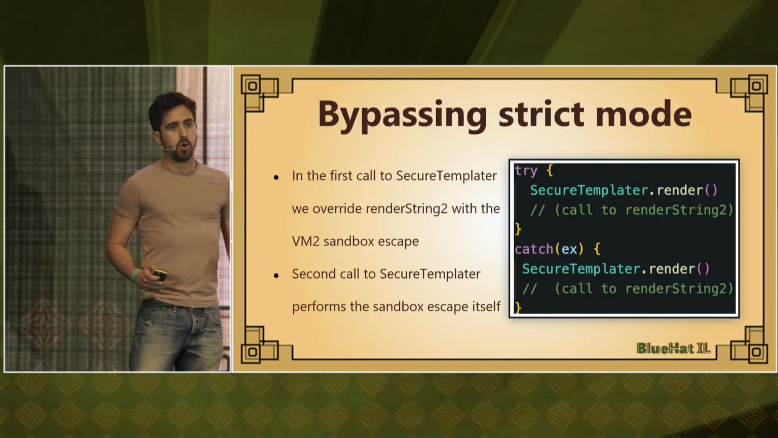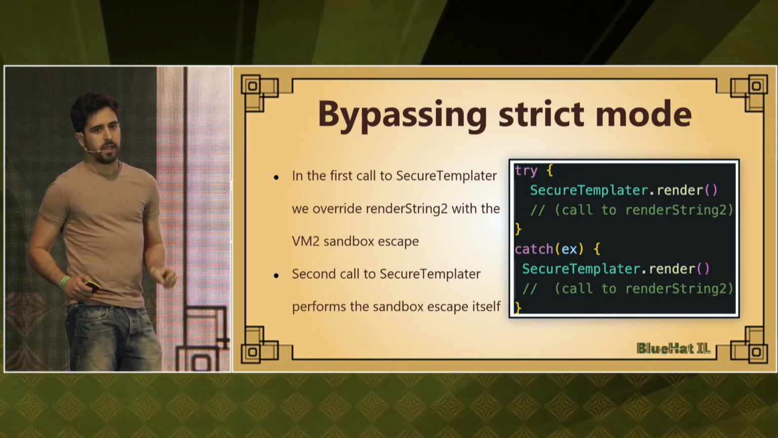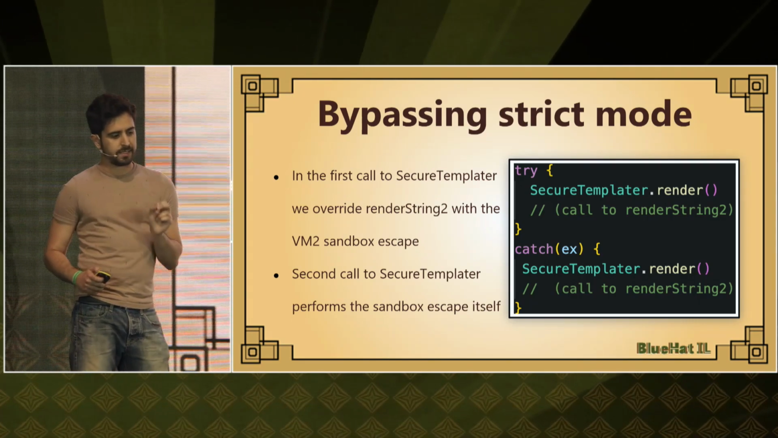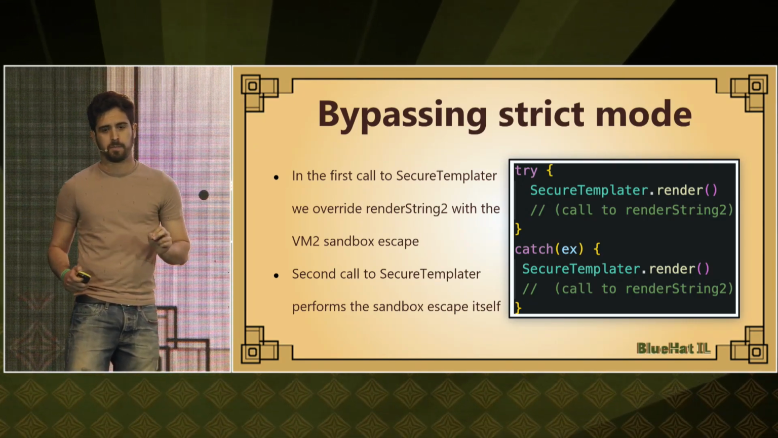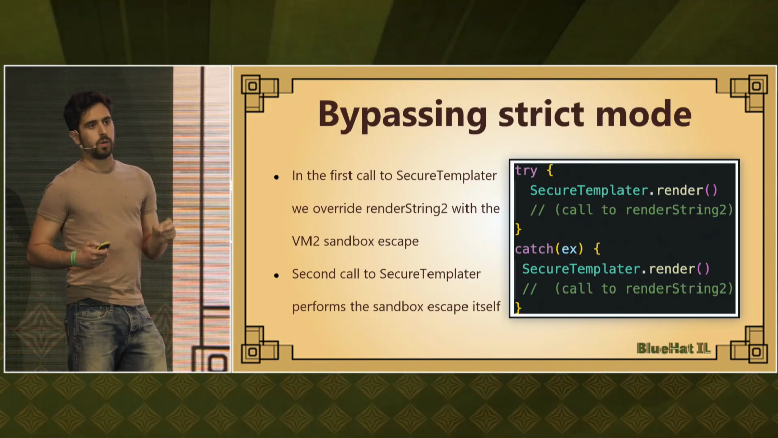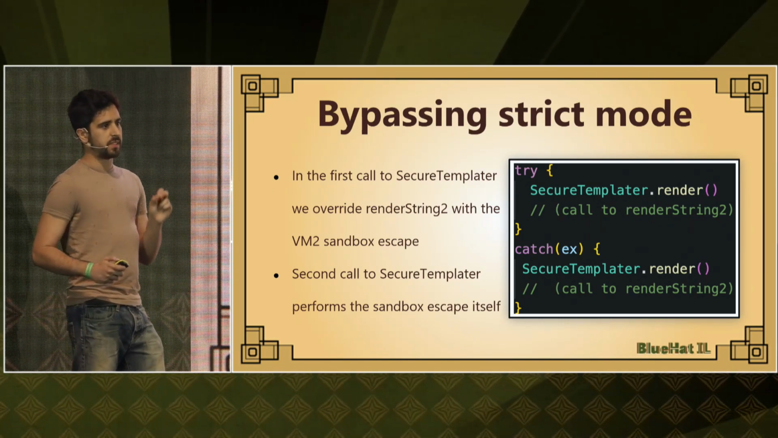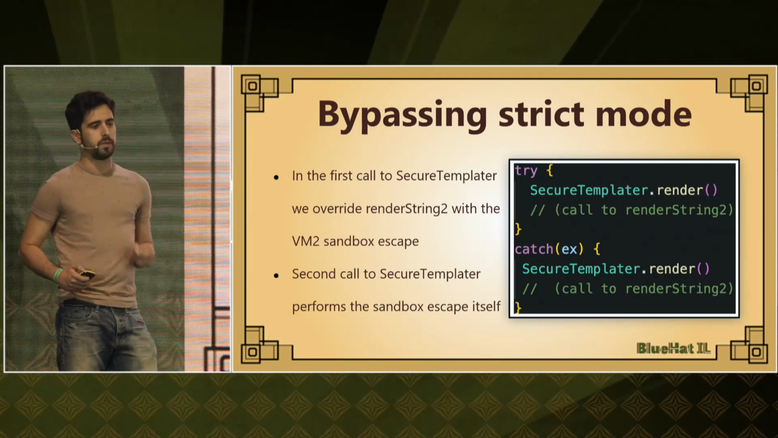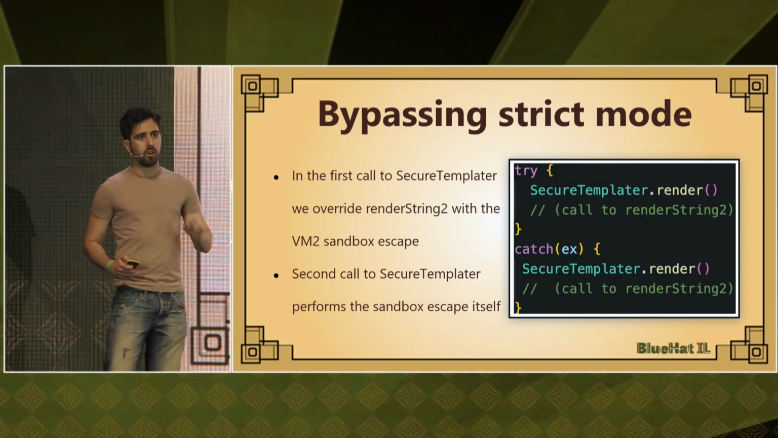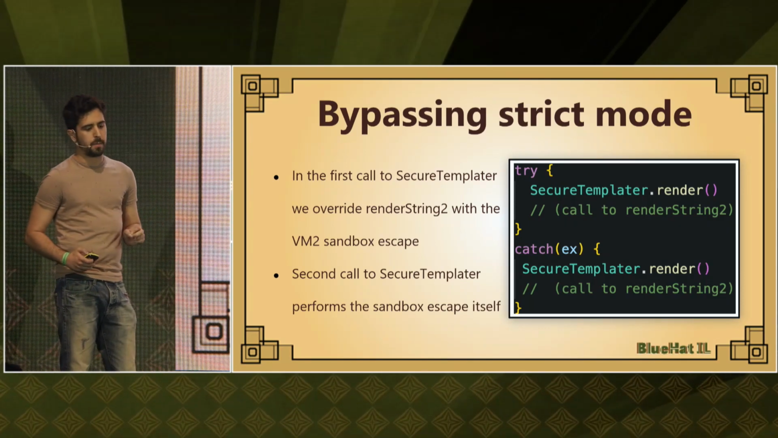Luckily enough, we found the right place to do so. We found inside the scaffolder plugin a code snippet that allows calling the same secure templater instance twice. In the first call, our template is rendered regularly, but in case it raises an exception, a second call to the same secure templater instance would be performed again. Only this time, the renderString implementation would contain our own sandbox escape, allowing for our code execution to happen.